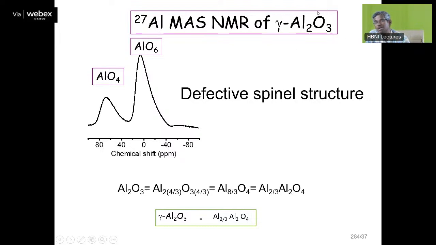Consider a compound called gamma alumina. Gamma alumina is a very interesting compound. It is used as a ceramic material for various applications. It's a defective structure. It is used in solid state electrolytes and so on.